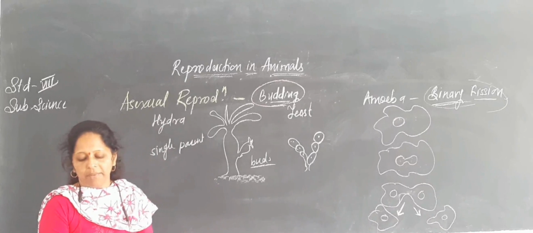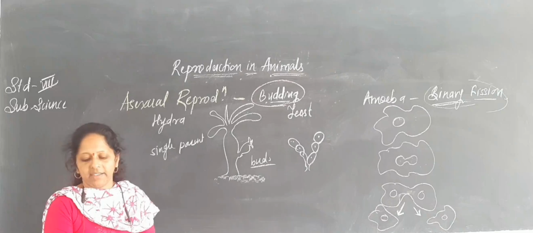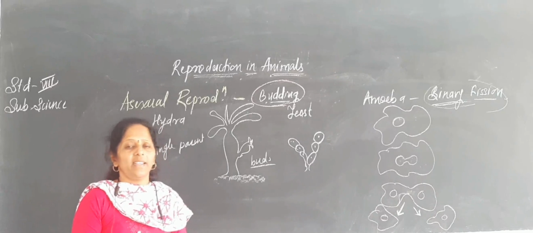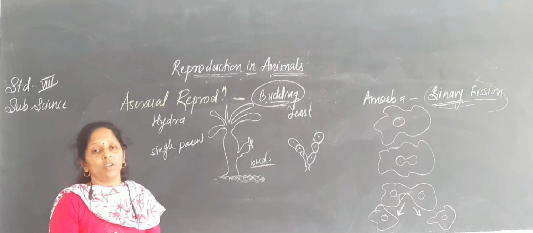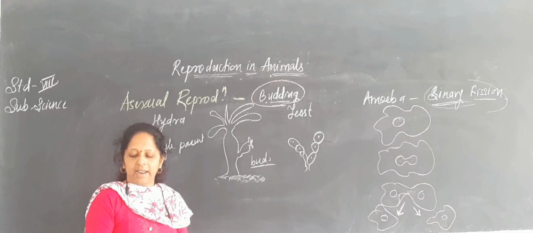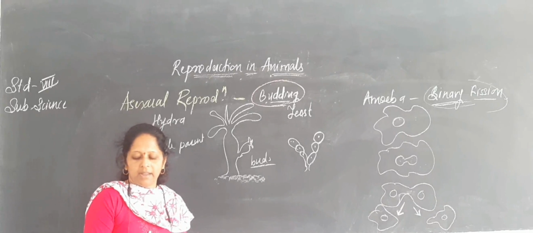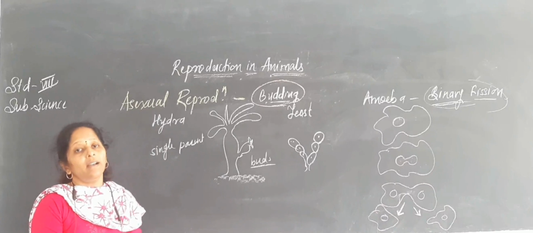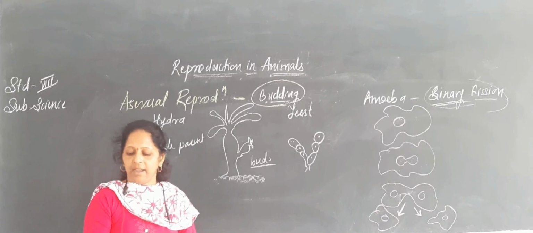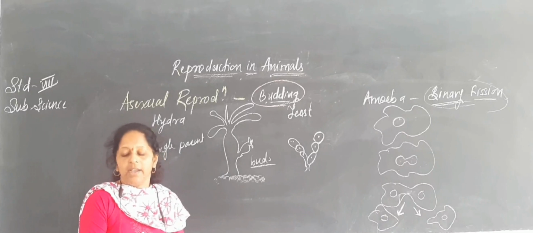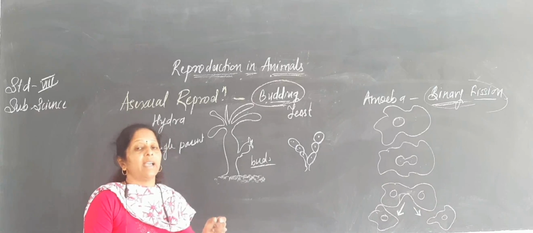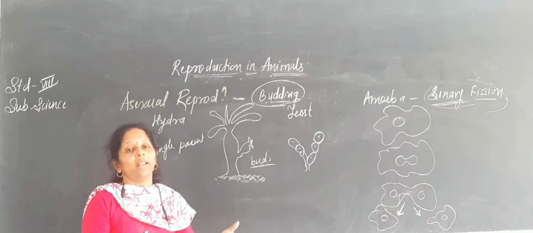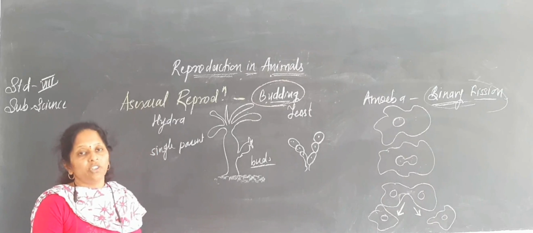Apart from budding and binary fission, there are other methods by which a single parent reproduces young ones. Not only budding or binary fission, there are many other asexual reproduction methods in different animals. As I told you, there is the fragmentation method, where a single parent is involved and there is a formation of new Spirogyra.